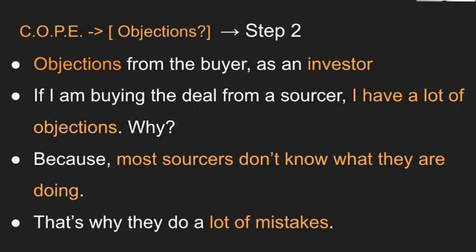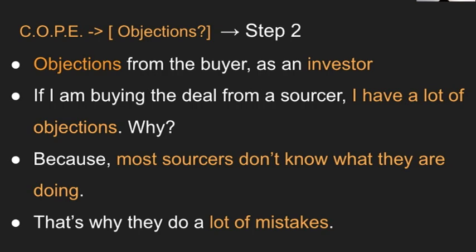Now, in terms of the objections, which is step 2, O. Of course, we have some objections from the buyer as an investor. As an investor, if you are my source, I'm going to be asking you a lot of questions about the property, about your due diligence, about your process. So you need to make sure you know what you're talking about, and you know your stuff, as they say.